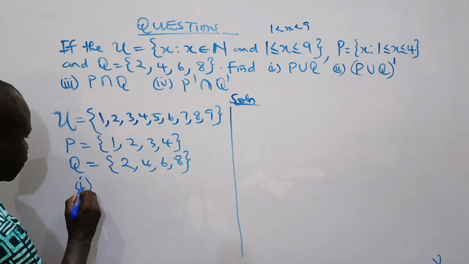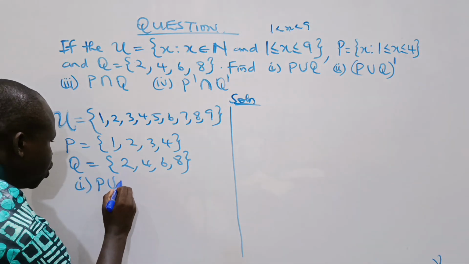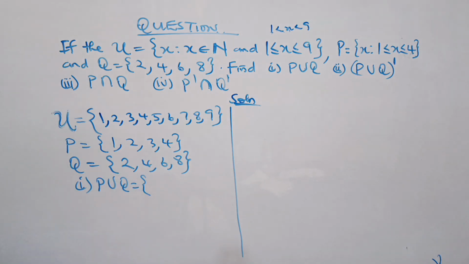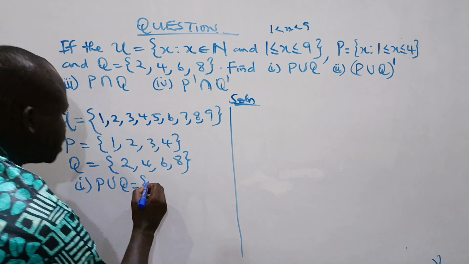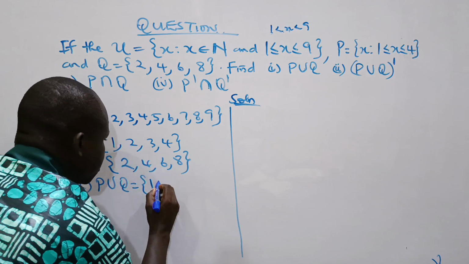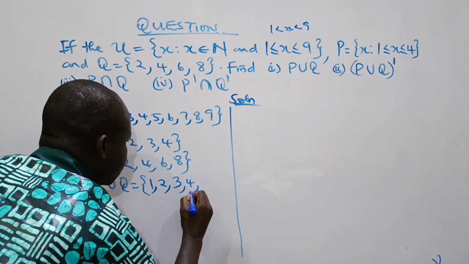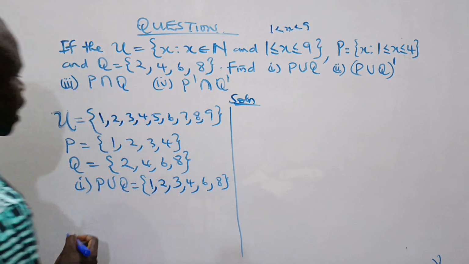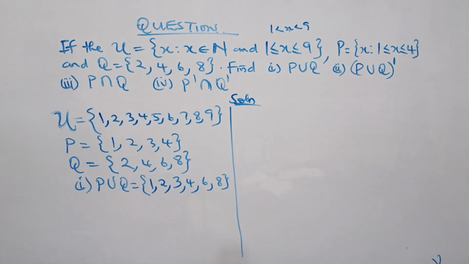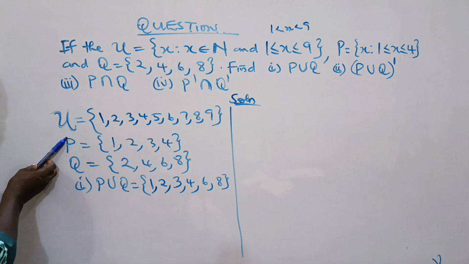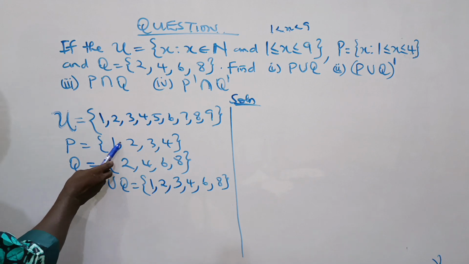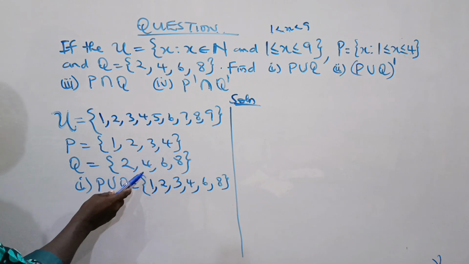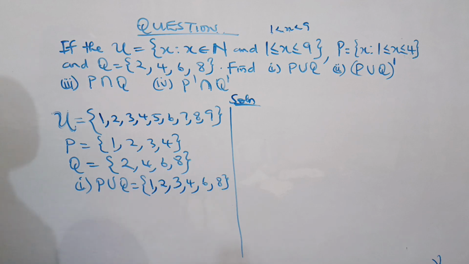The first question says that we should find P union Q. Of course, we know the meaning of union. It simply means the elements that we have in P, or in Q, or in both. So if you look at that now, we can do the listing: 1, 2 is common, we pick 2, 3, 4, 6, 8. Once you have the element in both, you just pick it once. 1, 2, 3, 4 is in both, 6, 8. So this is P union Q.